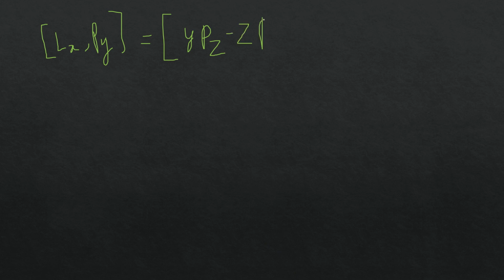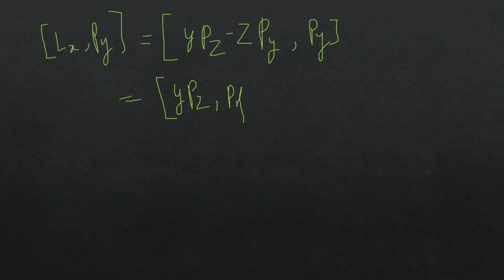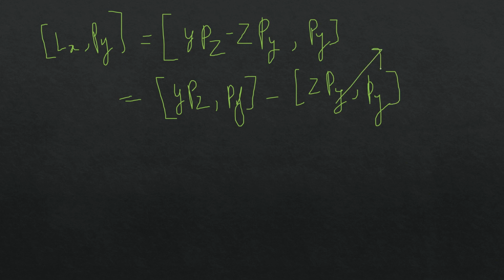Option B is [Lx, py]. What is Lx? Ypz minus zpy, comma py. Now again I will separate them: [ypz, py] minus [zpy, py]. See, this one will become 0, isn't it? This one will become 0.